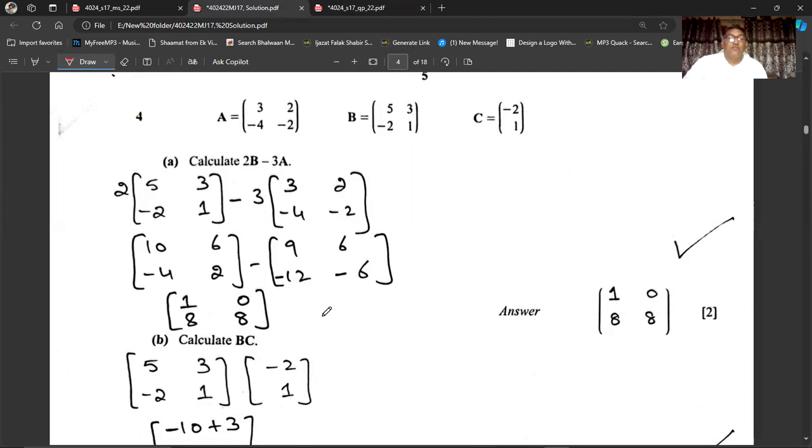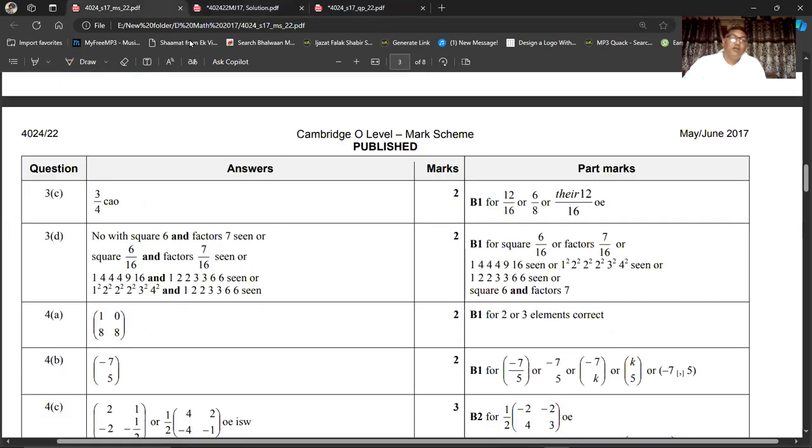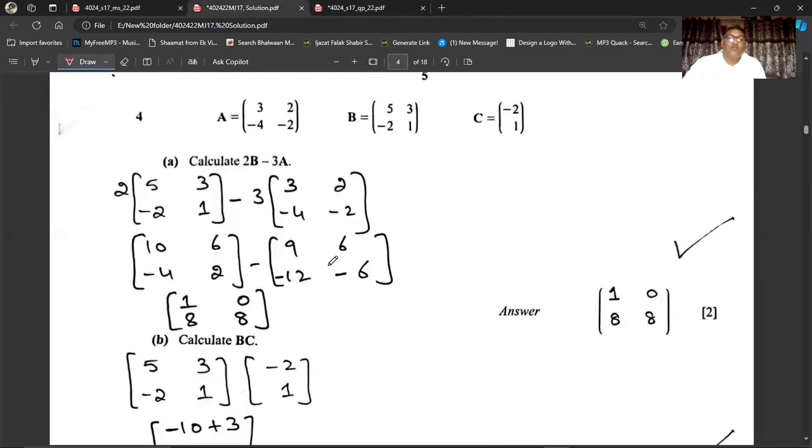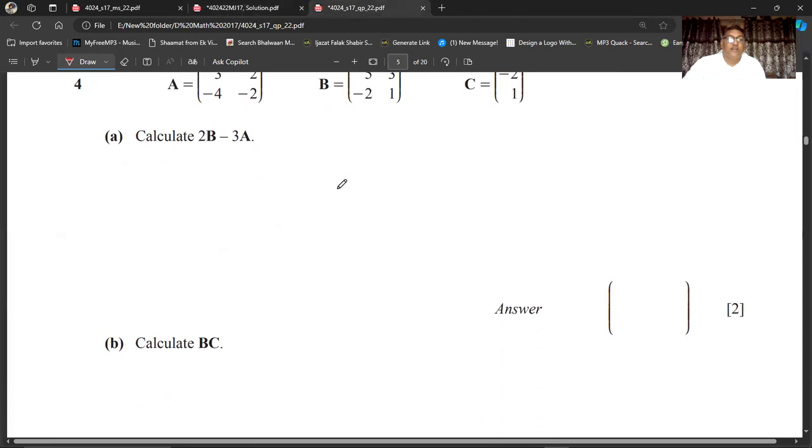So we will actually subtract them. 10 minus 9 is 1. 6 minus 6 is 0. Minus 4 minus 12, that will be minus 4 plus 12, and that will be 8. 2 minus 6, it will be 2 plus 6, and that will be 8. So my answer is 1, 0, 8, 8. 1, 0, 8, 8 is the answer, sir. I hope you understand. This is how this is done. Hopefully you can pause the video if you want more time.